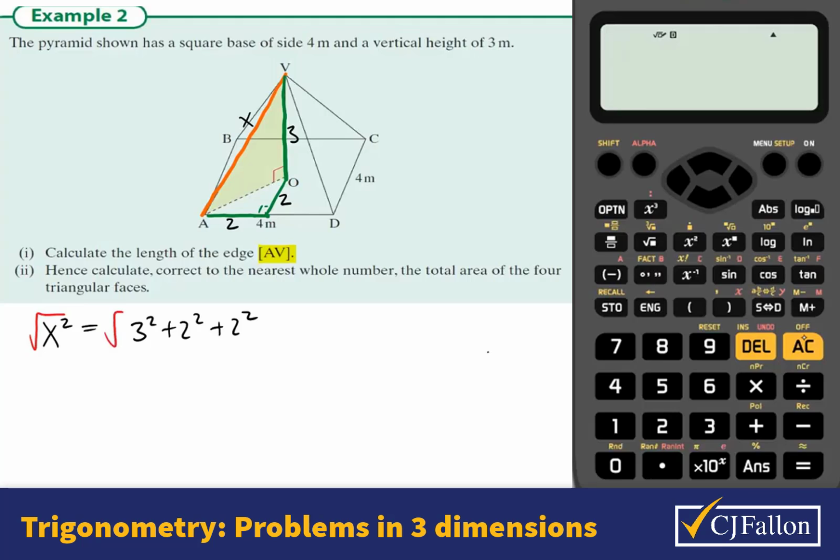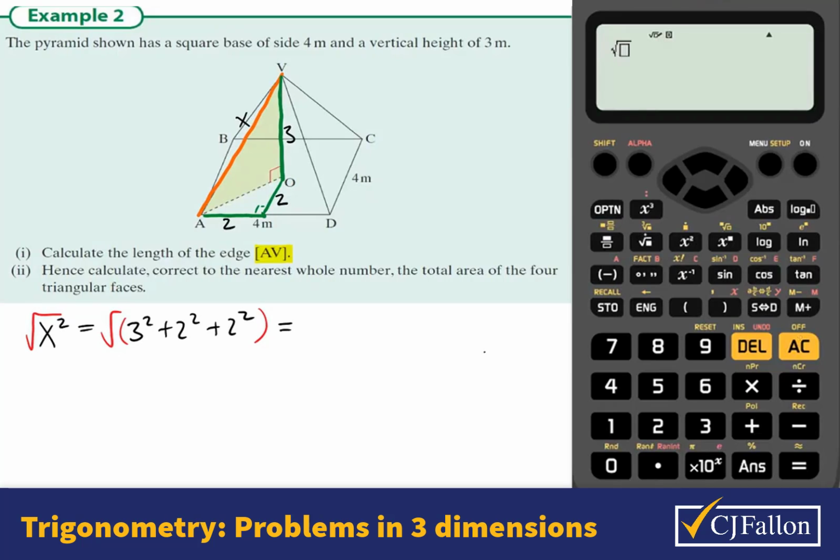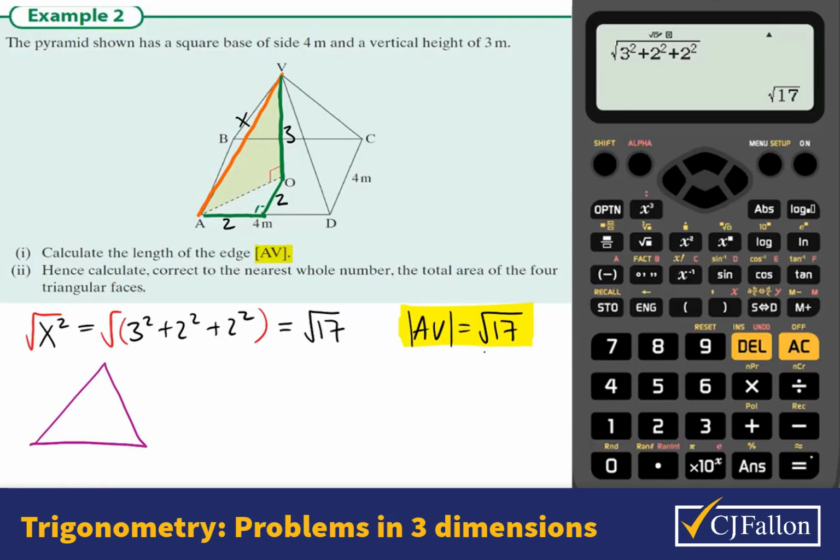So if we square root both sides here, we can see that x would be, I'm going to use the calculator, the square root of 3 squared plus 2 squared plus 2 squared, which is 9 and 4 and 4, which is the square root of 17. We're now also being asked to find, correct to the nearest whole number, the total area of the 4 triangular faces.